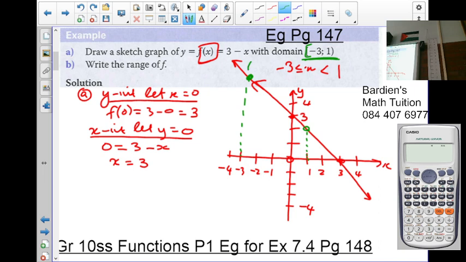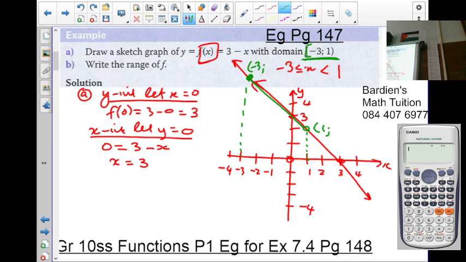So the x value, remember I'm interested in that coordinate there. The x value is -3 and some y value, and this coordinate is 1 and some y value. And that is what that graph is going to look like. It's going to be a solid line there. Okay. Why? Because it's restricted between those values only.